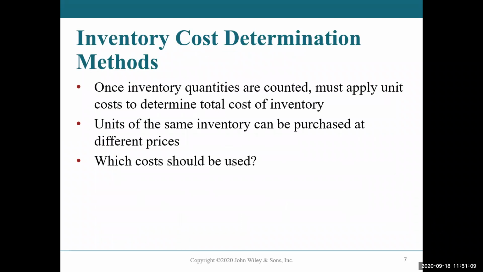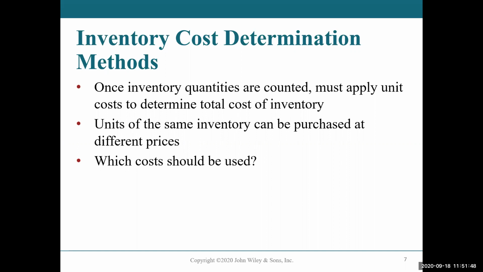The inventory cost determination method. Once we have counted the inventory and we know how many items of a certain category exist, then we must apply a unit price. The end goal is, when we say that our inventory is worth X on our balance sheet, where is that X coming from? It is coming from the number of goods that you have on hand, your physical count, multiplied by the unit cost. So what should that unit cost be? What if the prices are changing?